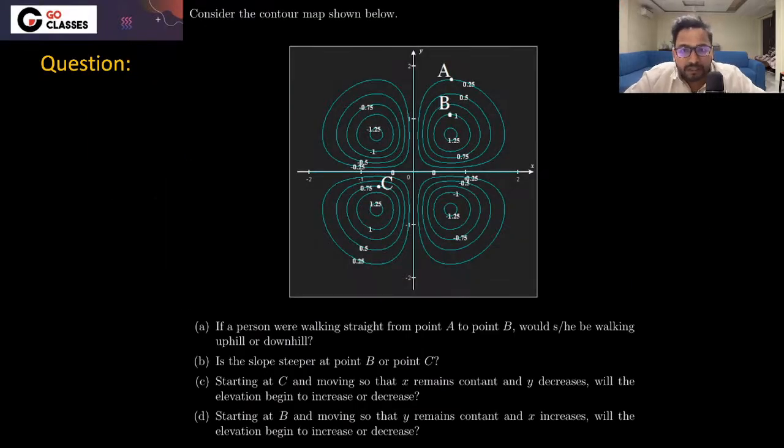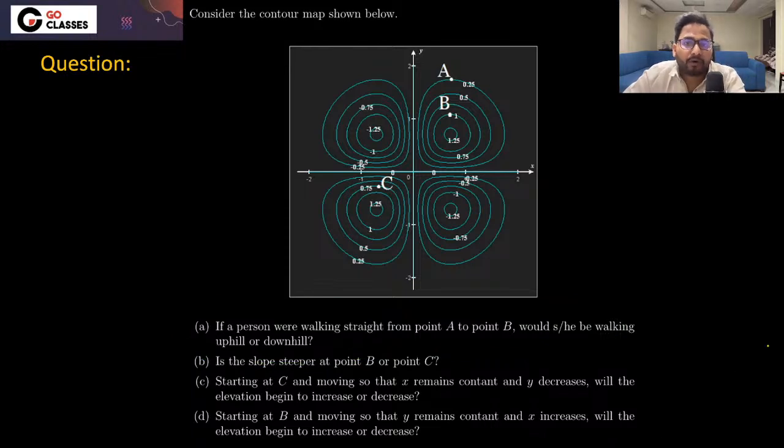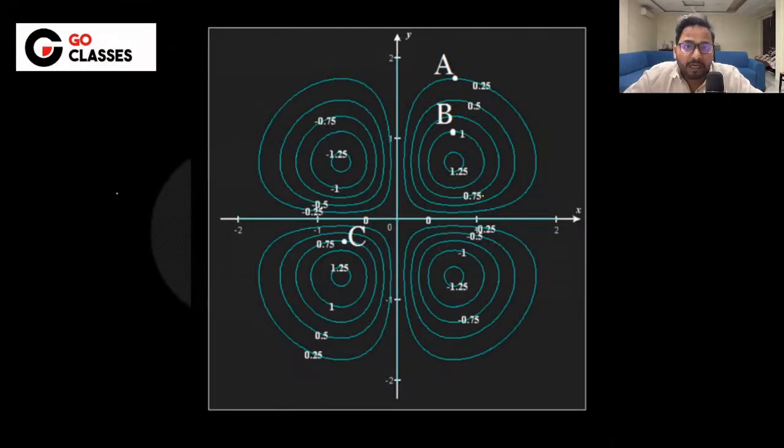The first question is: if a person were walking straight from point A to point B, would he or she be walking uphill or downhill? This is 0.25, by the way, and this is 1. These are the Z values. So if you are going from A to B, are you going down in the real function, or are you going up?